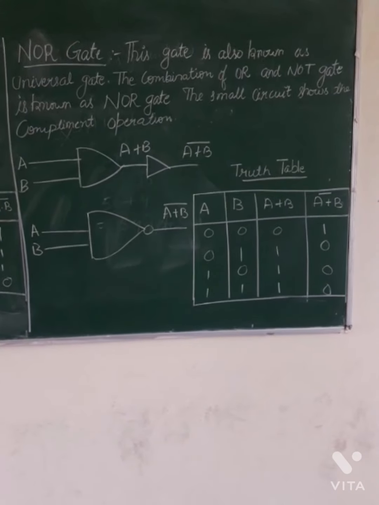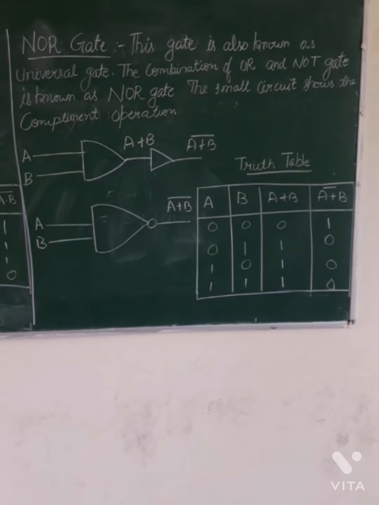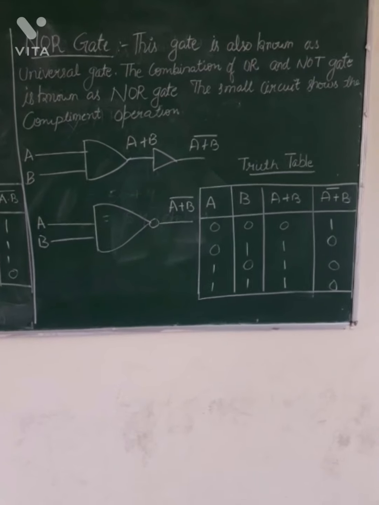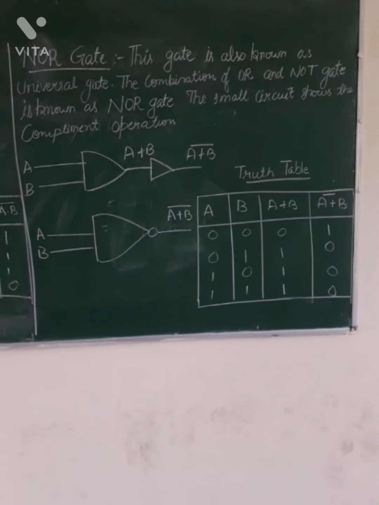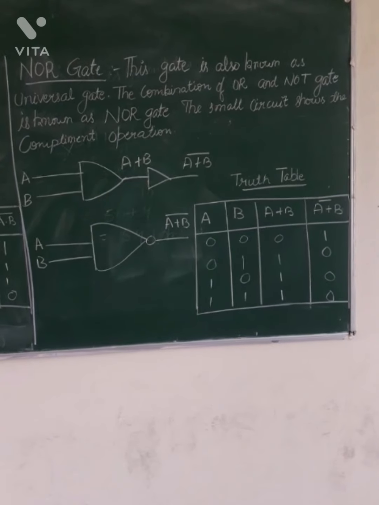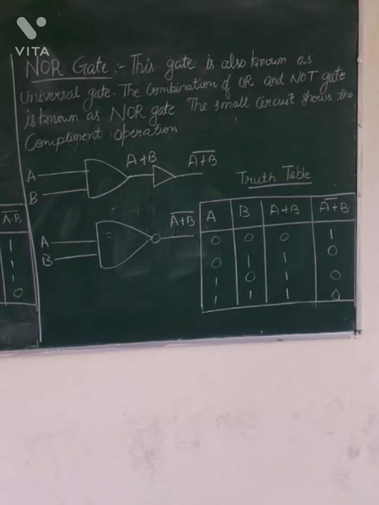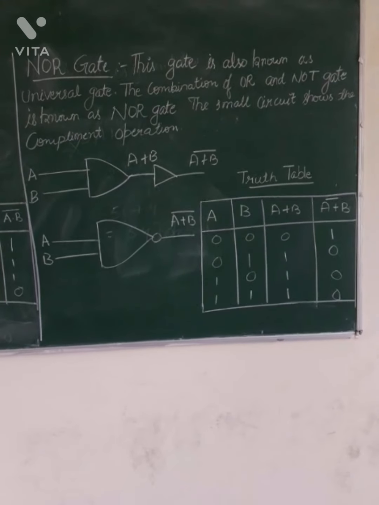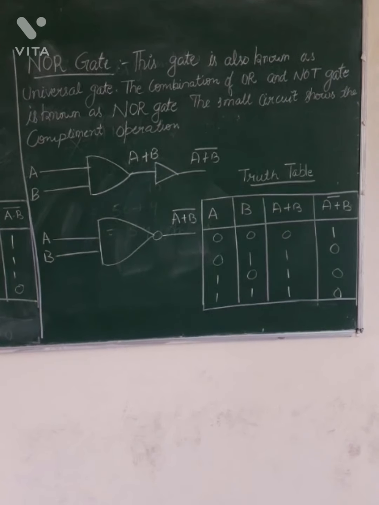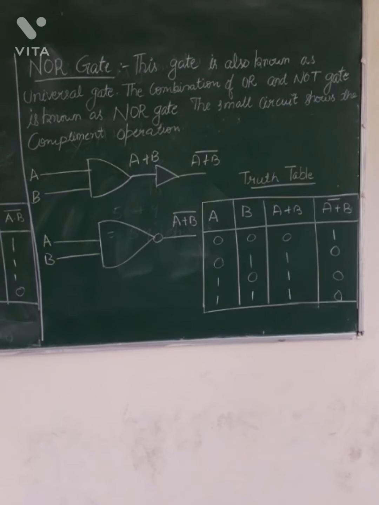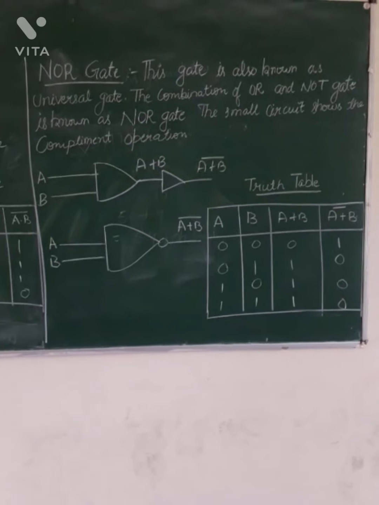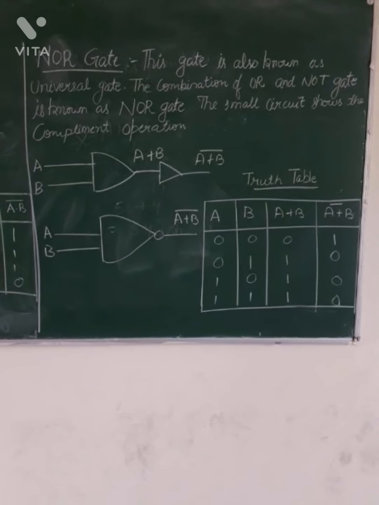Then the fourth column is A plus B bar. How does it work? A plus B complement. So the first value of A plus B is 0, the complement is 1. Then the second is 1, the output is 0. The third one is 1, the output is 0. The fourth one is 1 and the output is 0, because the complement works as the opposite. Thank you.